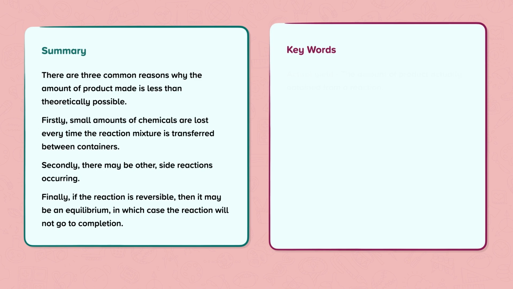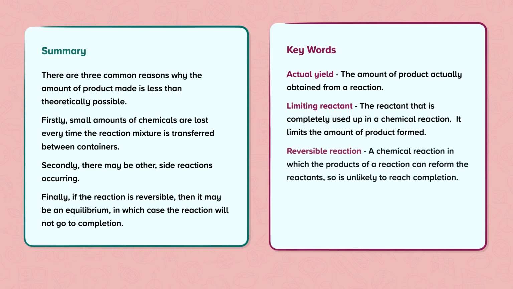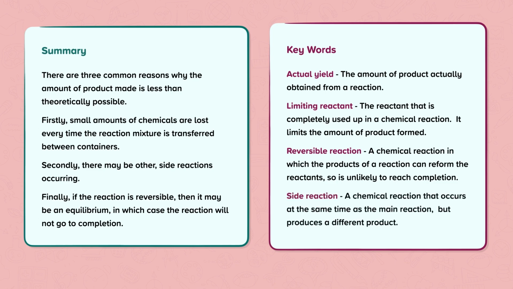Keywords: actual yield, the amount of product actually obtained from a reaction. Limiting reactant, the reactant that is completely used up in a chemical reaction. It limits the amount of product formed. Reversible reaction, a chemical reaction in which the products of a reaction can reform the reactants, so is unlikely to reach completion. Side reaction, a chemical reaction that occurs at the same time as the main reaction, but produces a different product.